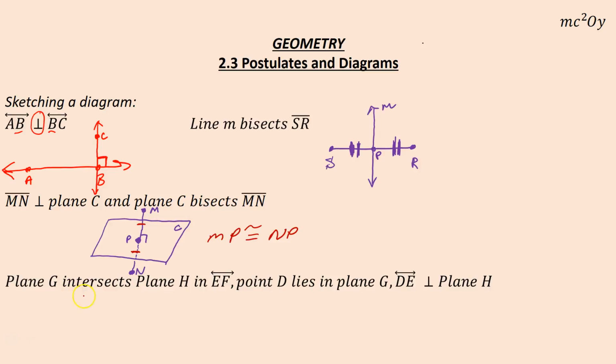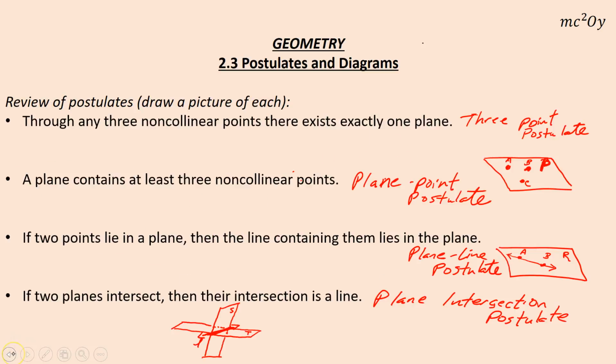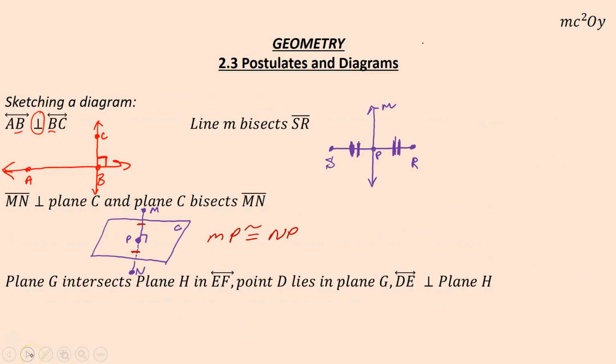And the next one: plane G intersects plane H in EF, and point D lies in plane G, and then DE is perpendicular to plane H. Wow, that's a lot of stuff there. So let's start with that. Plane G intersects plane H at EF. So let's think back to what we've done before. Two planes intersecting, like S and T here. That's the first thing I'm going to do.